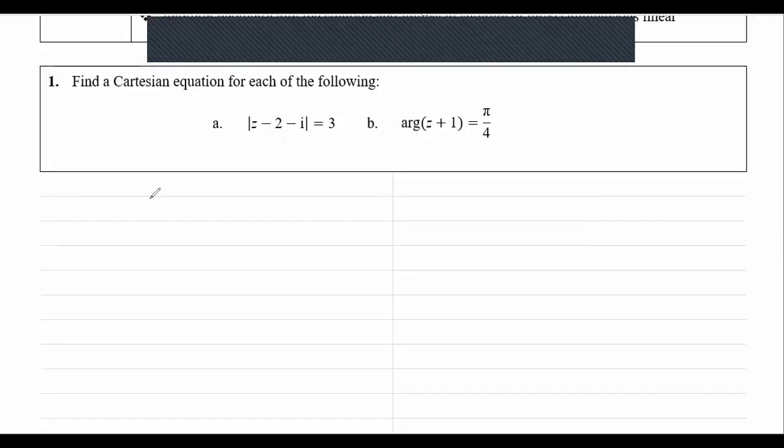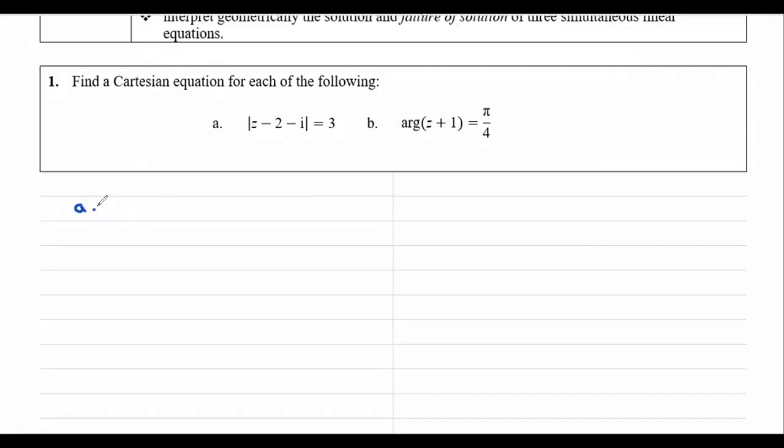All right, in this video, we're going to find Cartesian equations for, first of all, the locus of a circle in the complex plane. So for part A, we have the modulus of some set of complex numbers measured from a particular center, which is at 2 plus i. And all those points have to be a distance of 3 from that particular center. So this is obviously a circle.